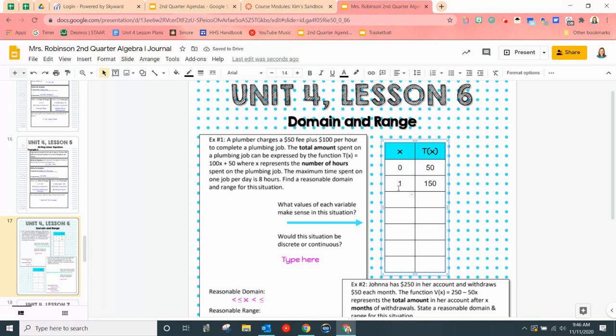What if the plumber worked 2 hours? How much would I have to pay him then? Well, $100 an hour, so that's 2 times the 100. That's 200 plus that service fee. Remember, we have to keep adding on that service fee.